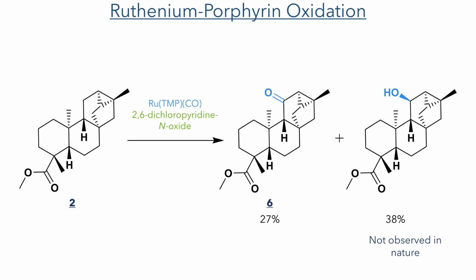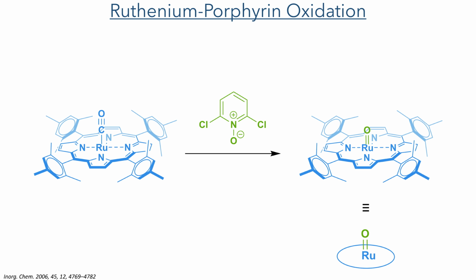The next oxidation they investigated utilized a ruthenium-porphyrin complex. This reaction produced a ketone at the C11 position as expected, and also the partially oxidized molecule possessing an alcohol at this position. The catalyst for this oxidation features a heavily substituted porphyrin coordinating a ruthenium which bears an axial carbon monoxide ligand. This is oxidized by dichloropyridine N-oxide to form a ruthenium-4 oxide species.